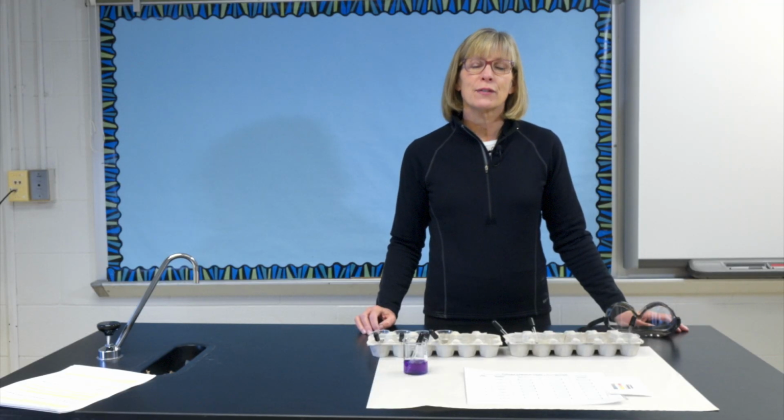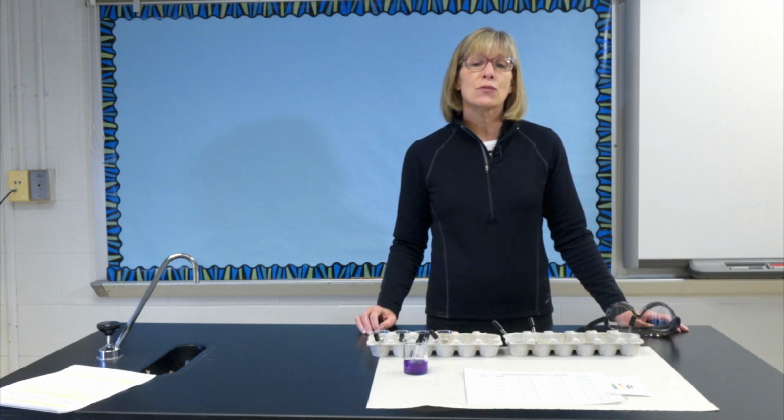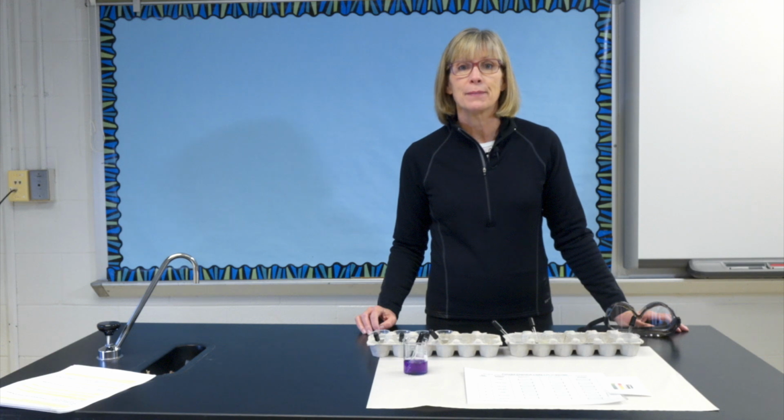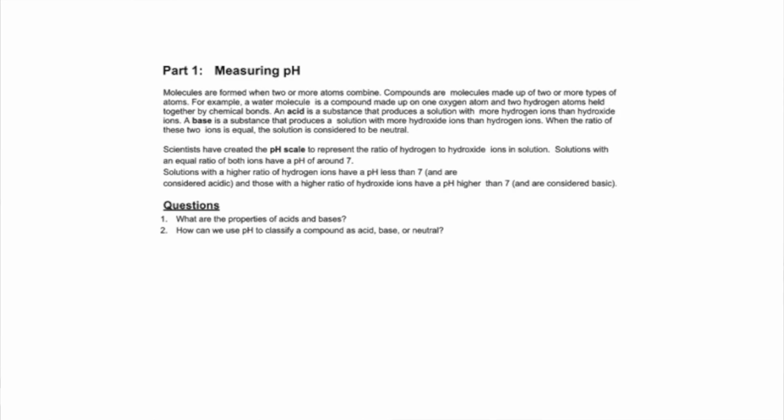During the chemical detective lab, you learned that a molecule is the smallest piece of a compound and consists of two or more atoms bonded chemically. When molecules are dissolved in water, some release an excess of hydrogen ions, and we call those molecules acids. Some release an excess of hydroxide ions, and we call those molecules or compounds bases. Read and highlight Part 1, paying particular attention to the definitions of acids, bases, and the pH scale.